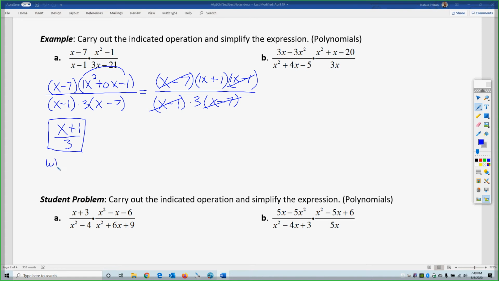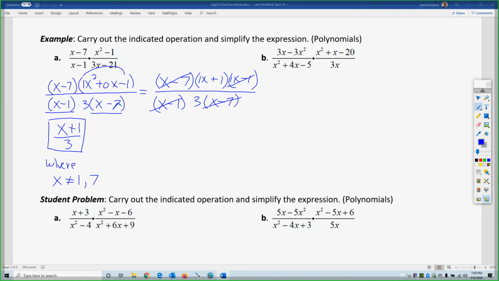But again, we have domain restrictions because you cannot divide by 0. That is true where x cannot equal 1 or 7, because if you look at the original problem, if you plug in 1 or 7, that'll give you a 0 in the denominator, so that cannot be true.